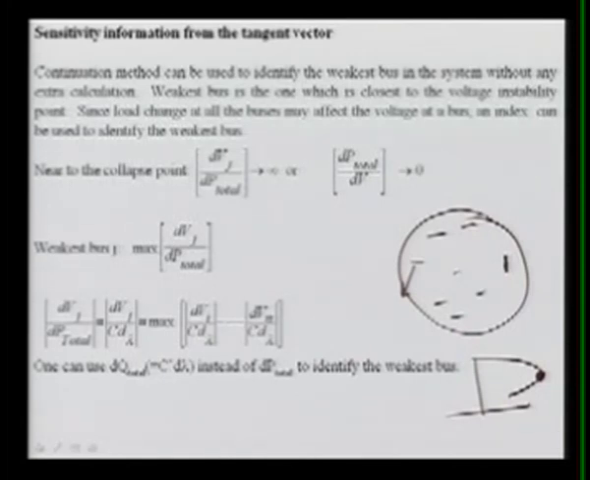So near the collapse point, the change in the voltage at any bus with the change in the P total, that is, changing from one point to another point, tends to infinity, means it is a very, very high value. If you are changing your load here, the change in the voltage will be very, very high.